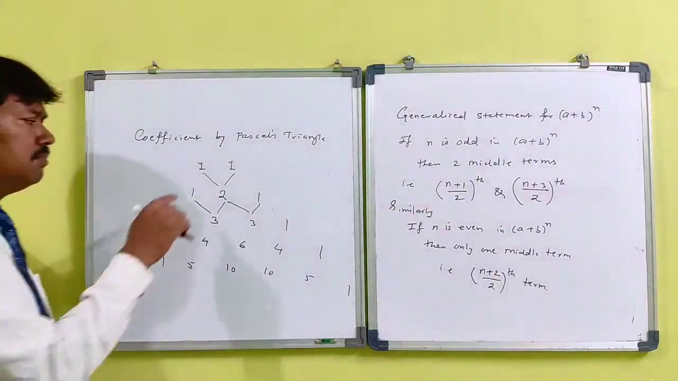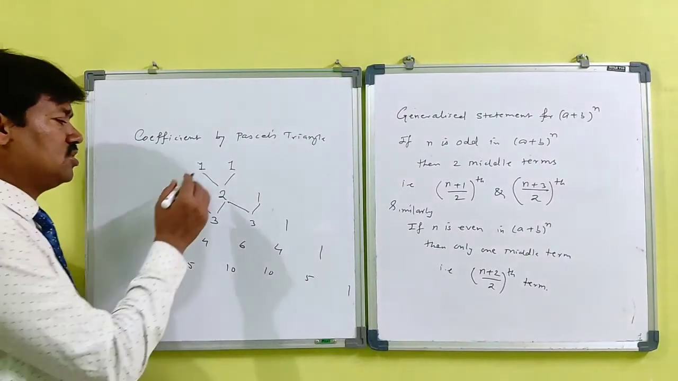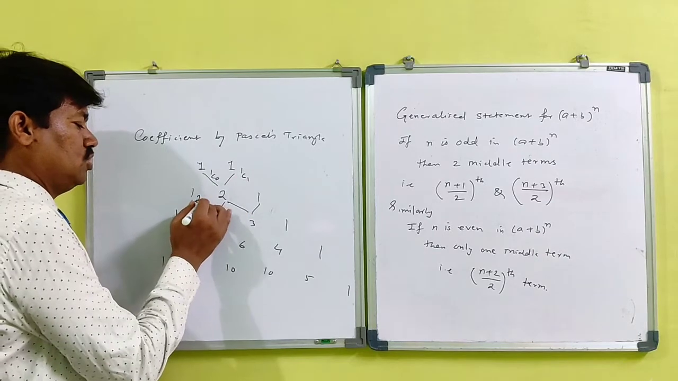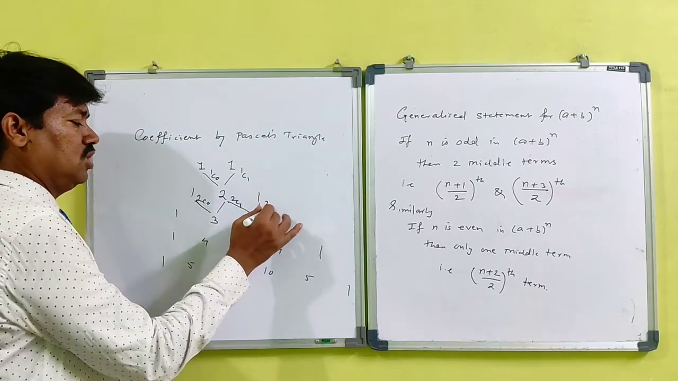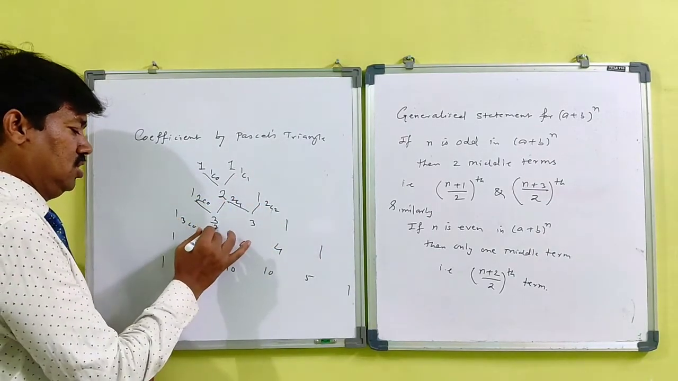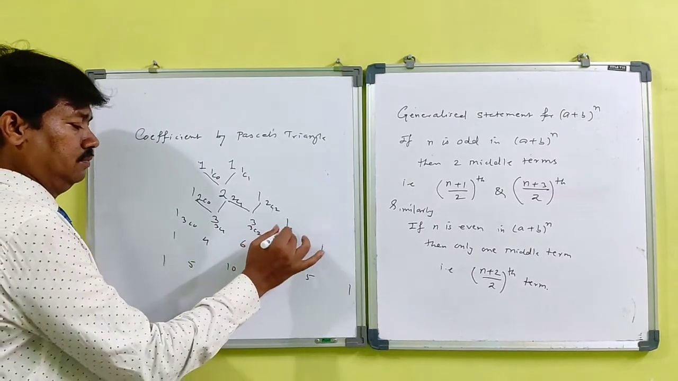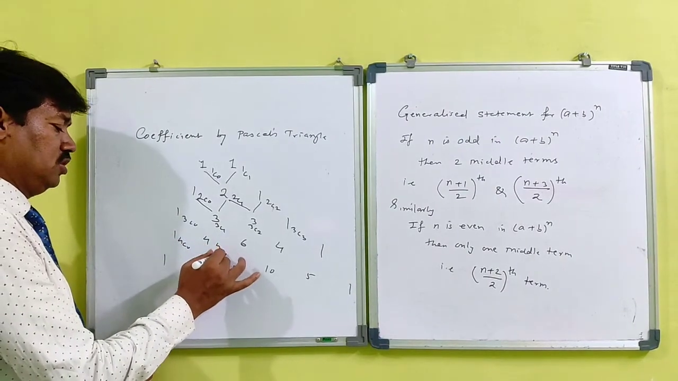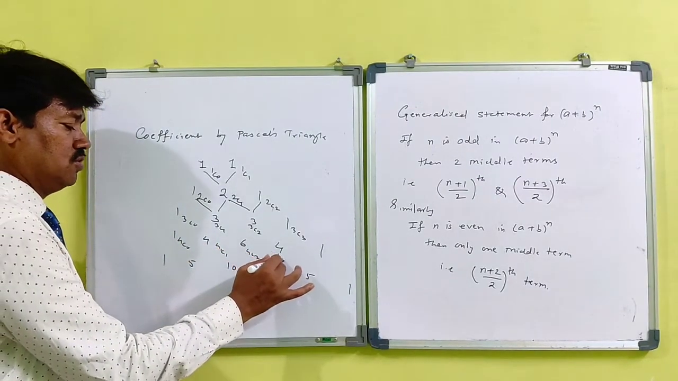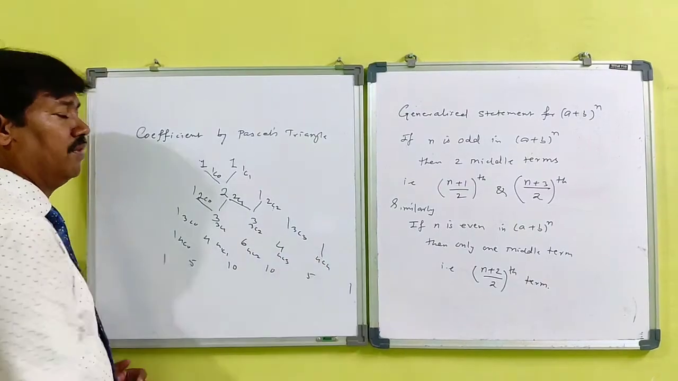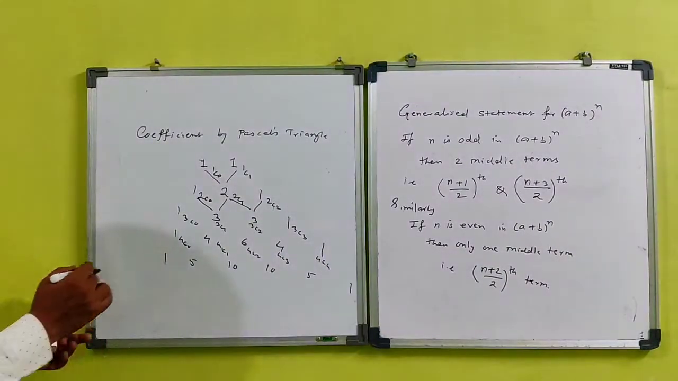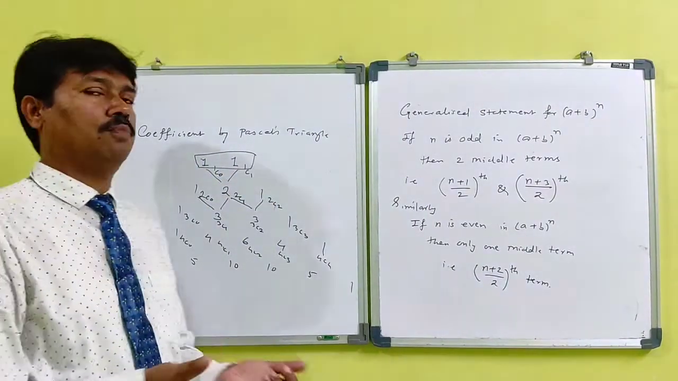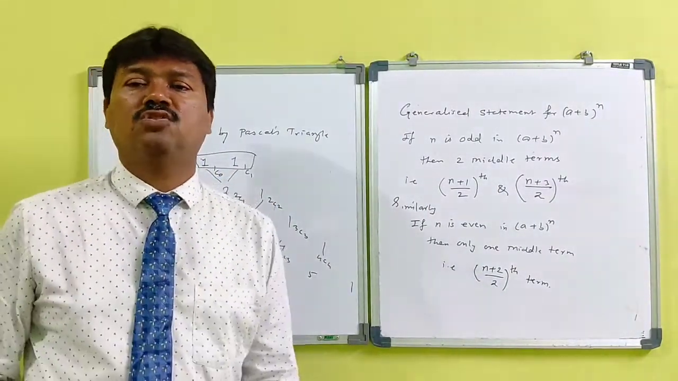But what do these numbers suggest here? This one is 1C0, this one is 1C1. This is 2C0, 2C1, 2C2. Then 3C0, 3C1, 3C2, 3C3, like this. So these are the numbers in this expression: 4C1, 4C2, 4C3 and 4C4. Clearly from this, if you take the row 1, 1, then both coefficients are equal, because there are only two terms.